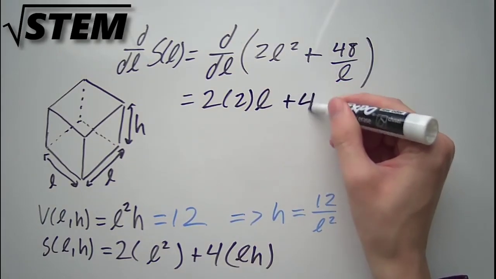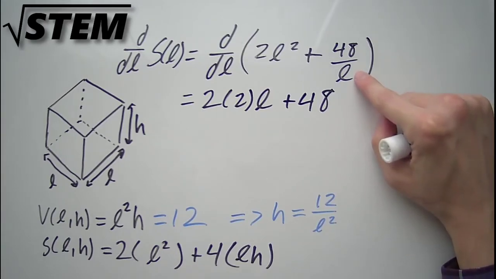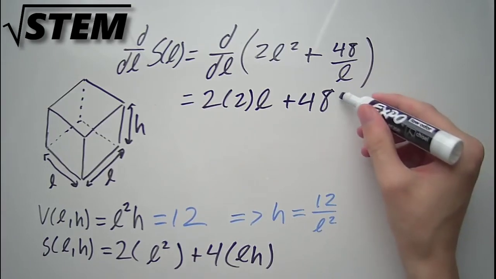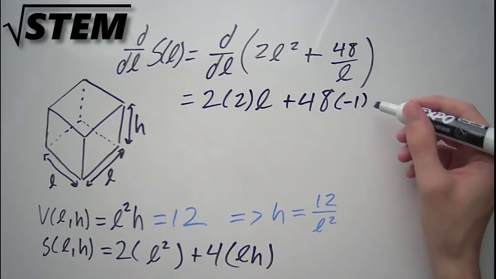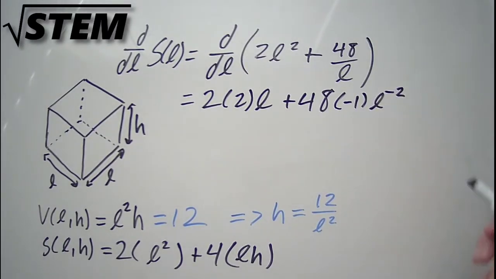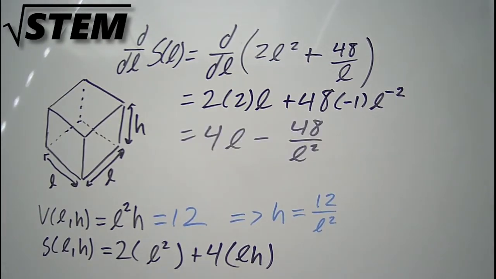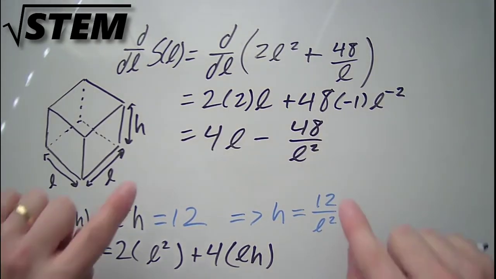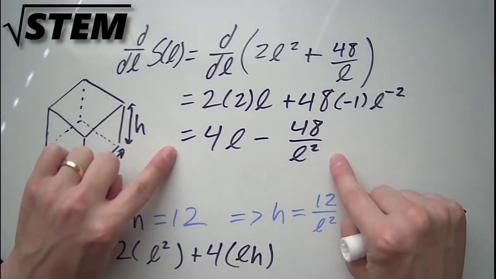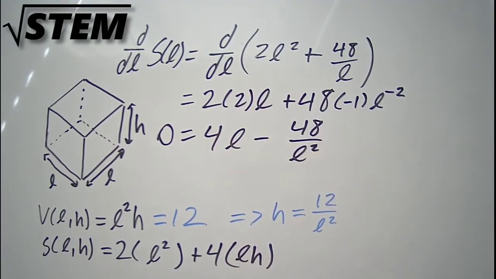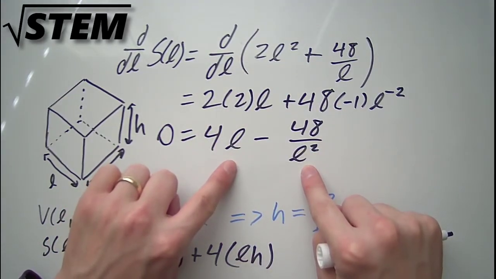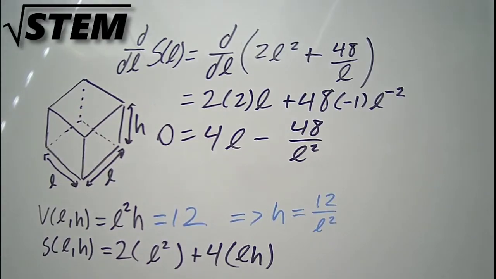Next, we have 48 times L to the negative first power, so we can use our power rule to bring down the negative 1 and then reduce that to a negative second power. And if we simplify that, we'll find. Now we want to take this expression, our first derivative, and set it equal to 0 and solve for the value of L where the derivative equals 0.